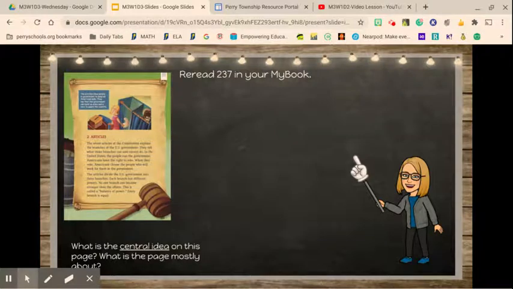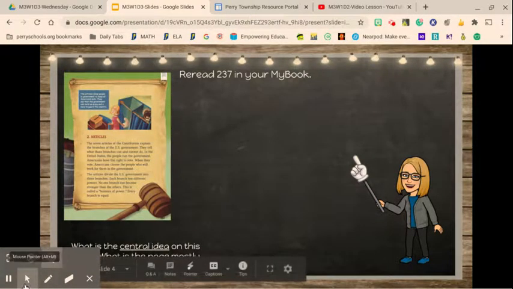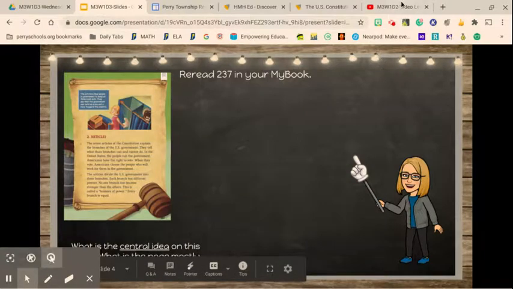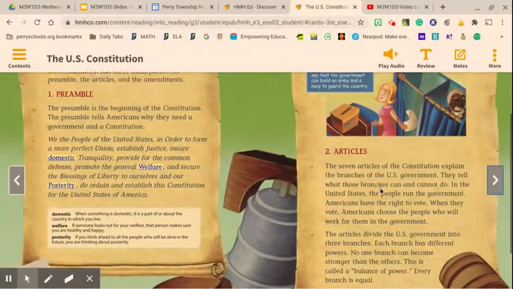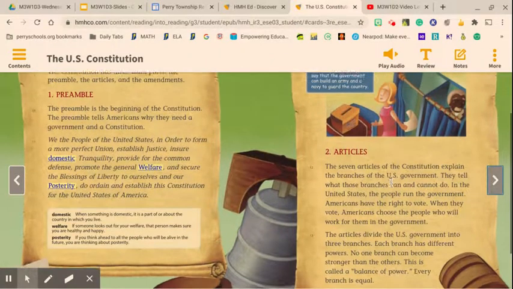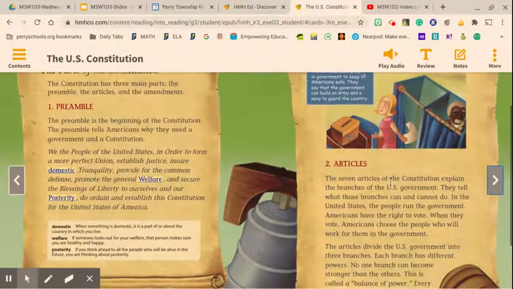All right, so we are going to reread page 237 in our My Book. And as we're reading this, we're going to be thinking about what is the central idea of this page. Or another way we could ask it is, what is this page mostly about? So you should have finished reading this text yesterday, and we are going to be focusing on this section called Articles.